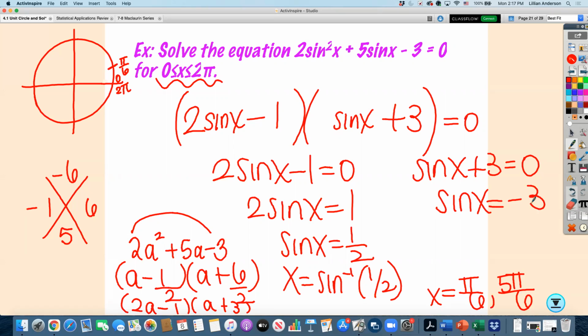This one, when I subtract 3 from both sides, now I'm asking myself, where does sine equal -3? Does that exist on the unit circle? No. Where one of the y coordinates is -3? No. So this will be an example of no solutions for this particular set. So my only answers are these two right here.